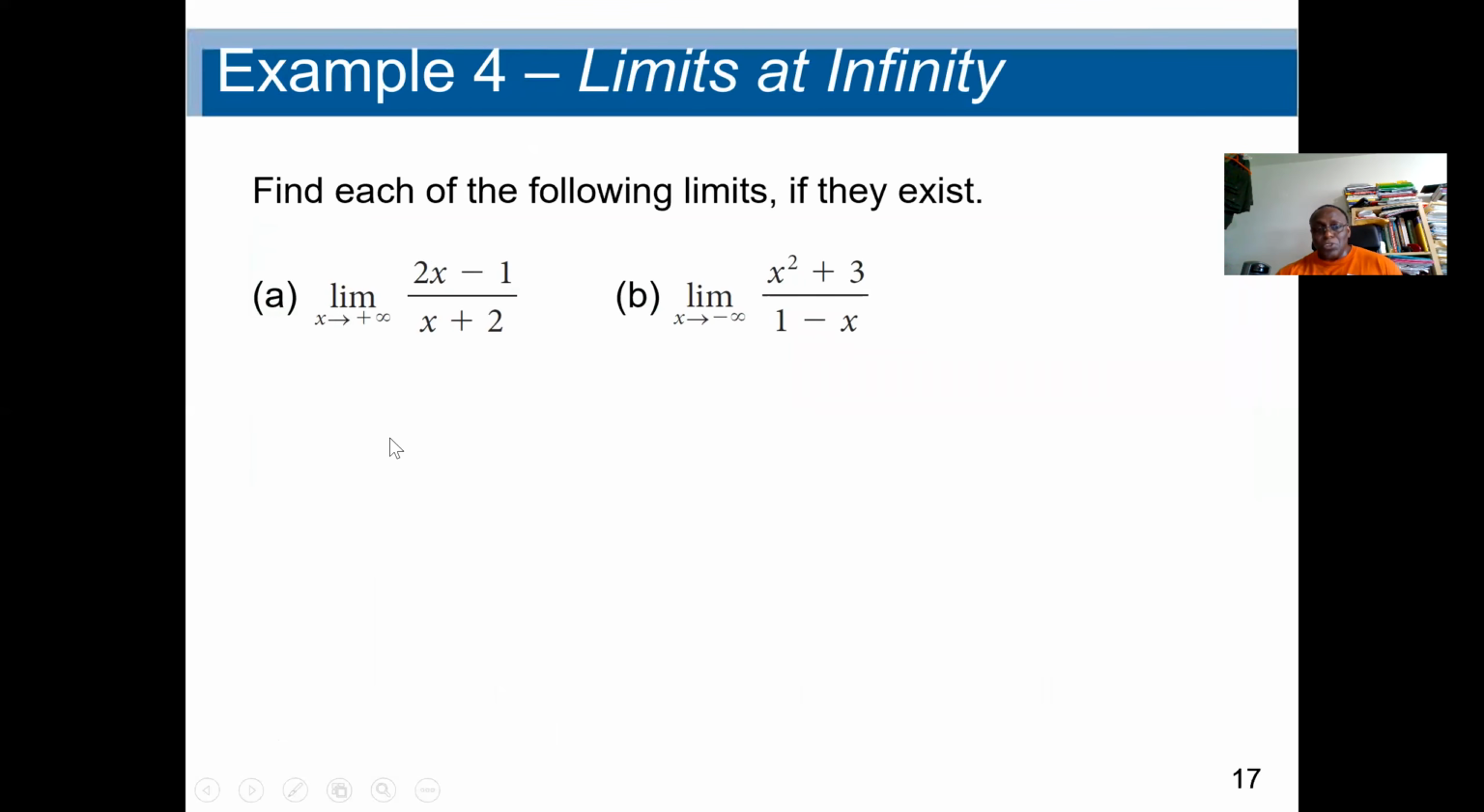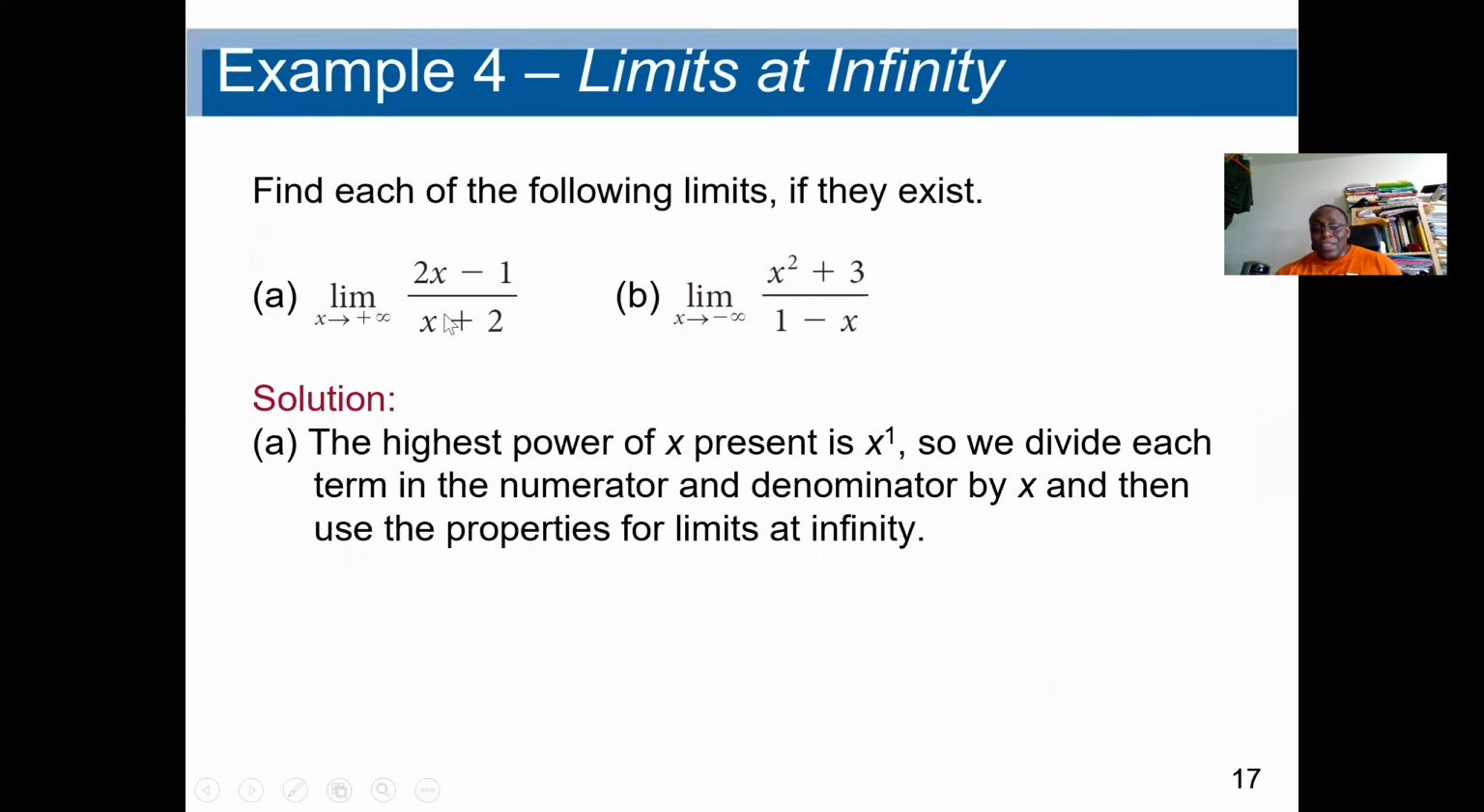Okay, so these are 2 examples here. I see now there's a slight difference between how to solve a limit when it approaches positive or negative infinity. You have 2s minus 1 over s plus 2. So I'll look for the variable with the highest exponent value. In this case, it's 1. So I'm going to divide 2s by s, 1 by s, s by s, plus 2 by s. So the highest power of s is s to the power 1. We divide each term in the numerator and denominator by s, and then use the properties of limit at infinity.